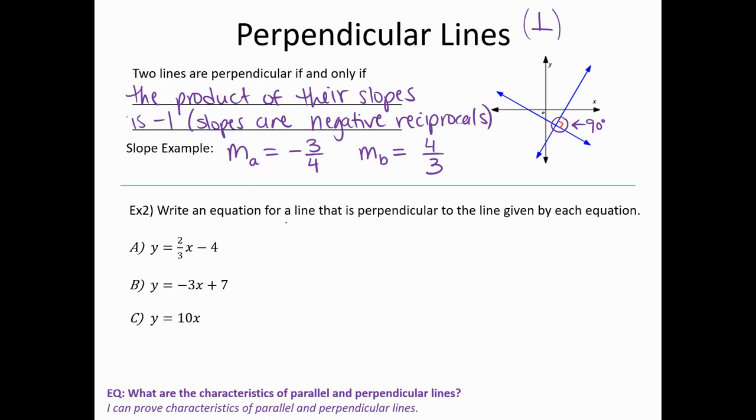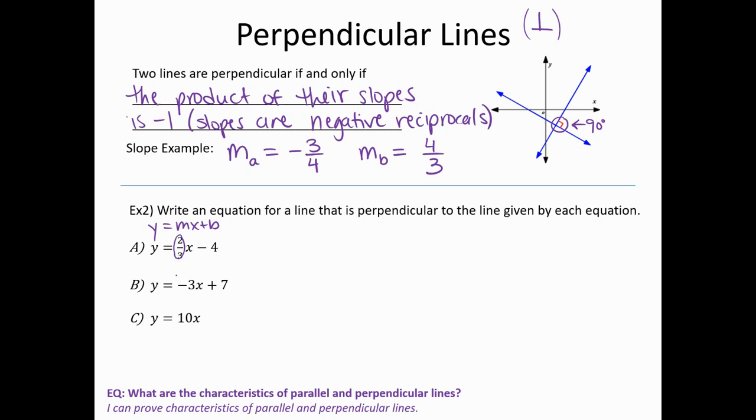We're going to write an equation for a line that is perpendicular to the line given by each equation, excuse me. All right, so the key is, again, to look at the slopes. We just went over y equals mx plus b. So we have that, our slope-intercept form. So we're going to be focusing on the slope. The y-intercept for this doesn't really affect anything. We just need the slope.